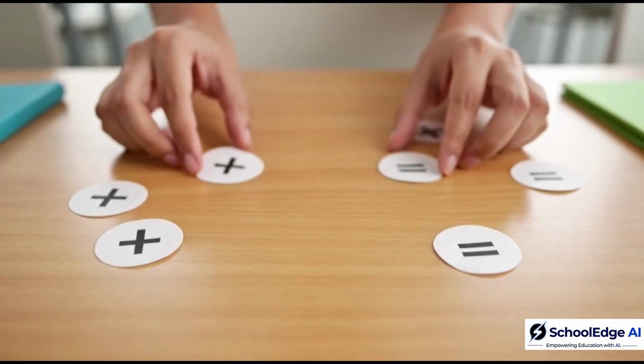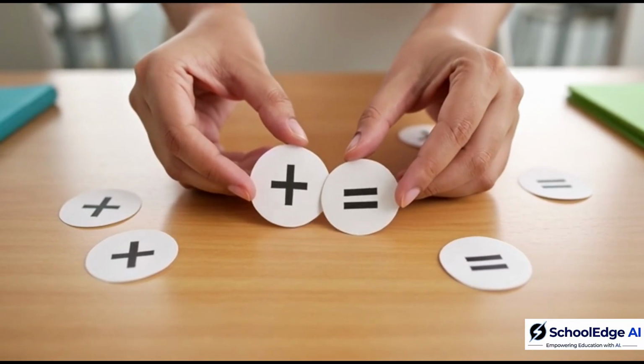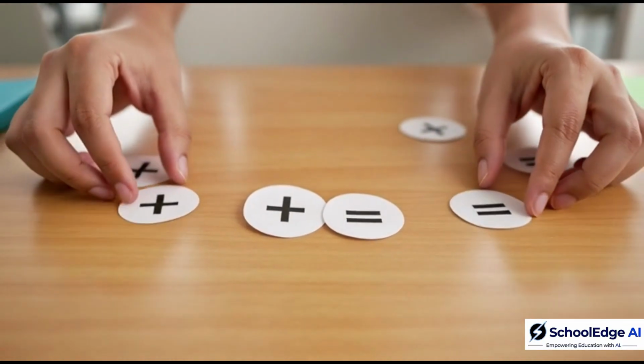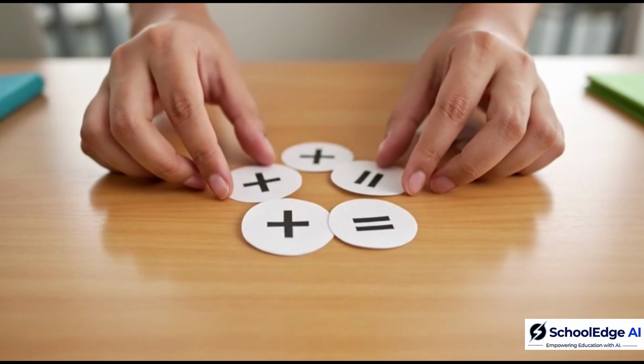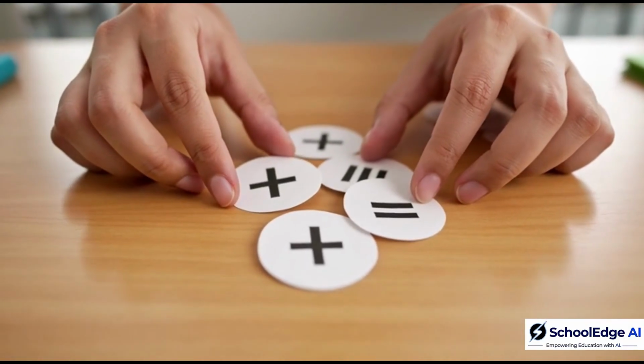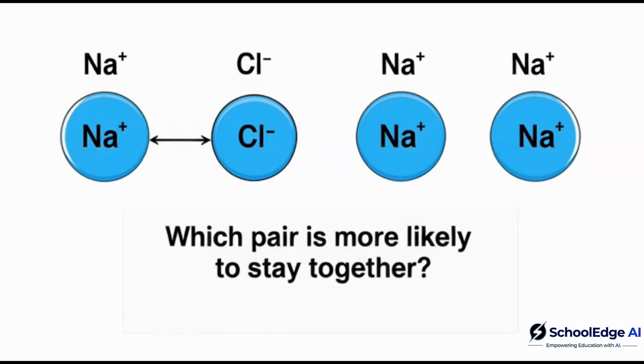Let's try a simple activity. Use paper signs. Can you build your own ionic compound? Let's see. Look at these two diagrams. Which pair is more likely to stay together? Think about charges. Use what you discovered today.